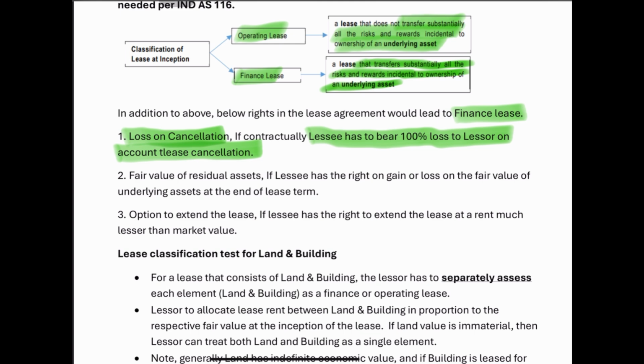The second term is fair value of the residual asset. Here, if the lessee has the right to gain or loss on the fair value of the underlying asset at the end of the lease term, then that situation also will be termed as finance lease. Then the third one is option to extend the lease. If lessee has a right to extend the lease at a rent much lesser than the market value, then that situation also will be part of finance lease.